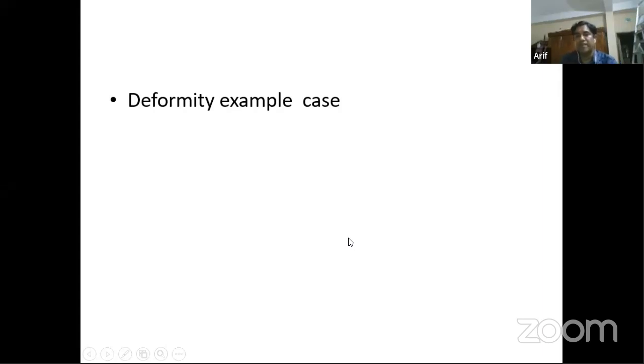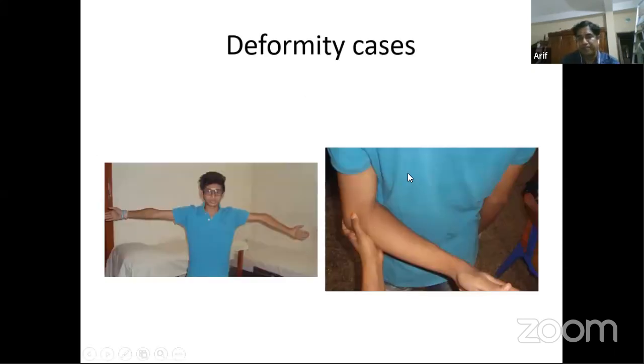This is the last part of my presentation. I just divided different regions from the elbow to the ankle, and from tibial deformity to foot deformity. So let us go to the cases. And this is a cubitus varus, a very popular deformity. You can correct it very nicely by the Ilizarov technique.